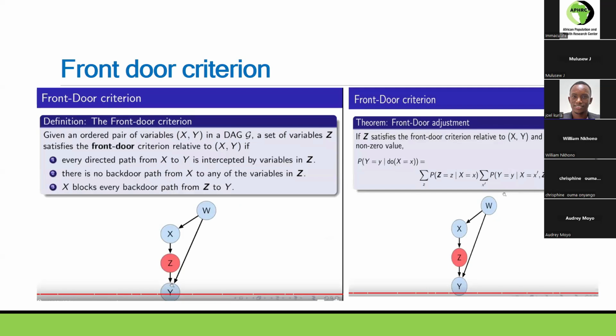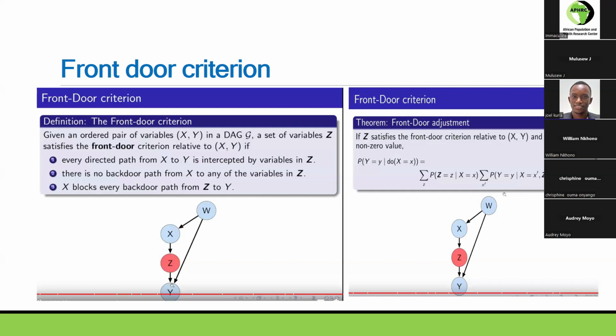The other path is about the front door path. Most of the time, without complicating things, when they say front door path, just think about how we really take into account some mediators. That is an issue in how we estimate the causal effect. So how do we handle this mediator Z in this graph? We want to estimate the effect of X on Y. So should we adjust for Z or not? That is the question. First, Z must satisfy the front door criteria.